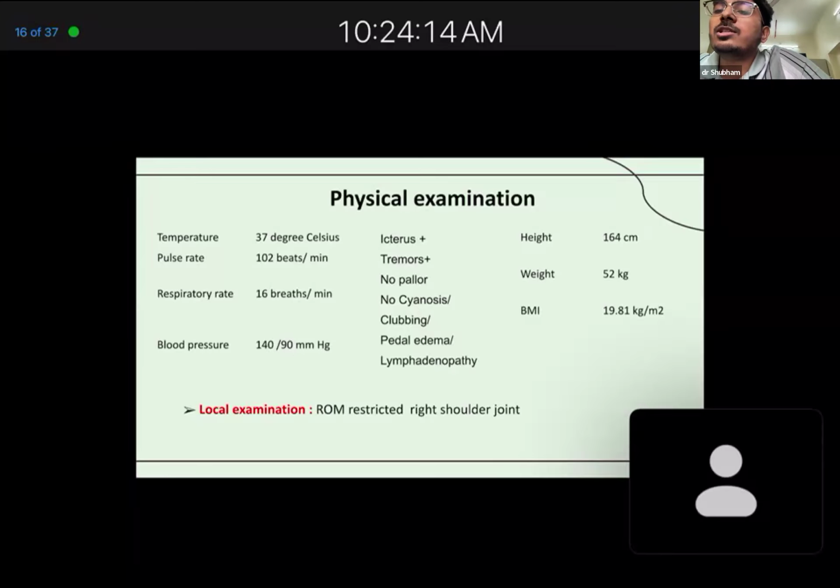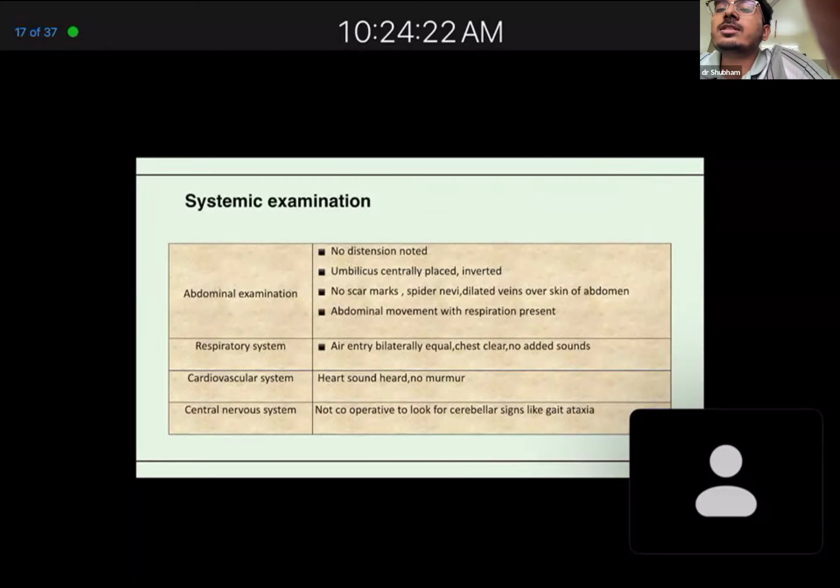On local examination, his range of movement was restricted at the right shoulder joint. Moving to systemic examination, in the abdominal examination, no distension was noted. Umbilicus was centrally placed and inverted. No scar mark or spider nevi or dilated veins over the skin of the abdomen. Abdominal movement with respiration was present.